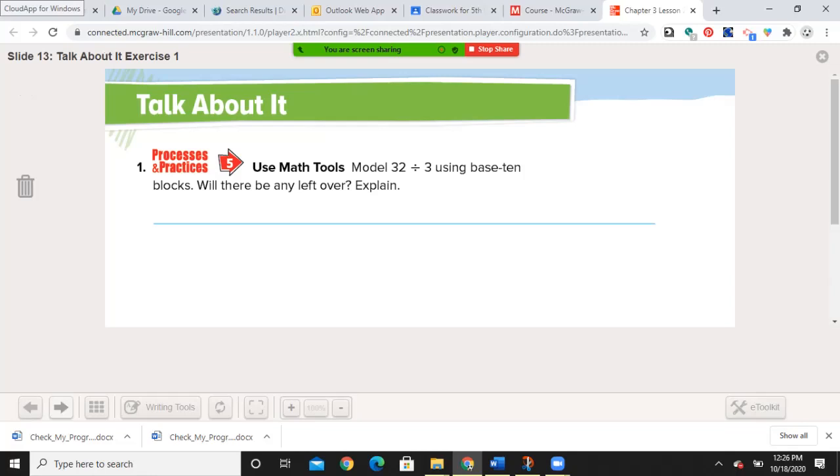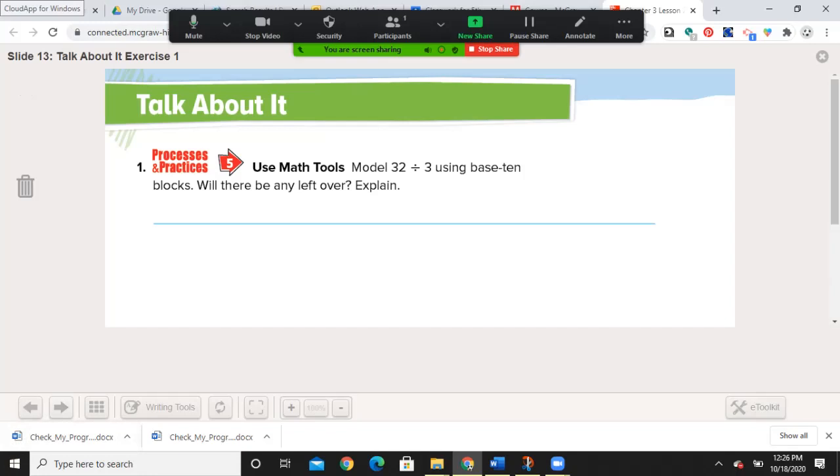So model 32 divided by 3 using base 10 blocks. Will there be any left over? Explain. If you need to draw this out instead of using base 10 blocks, go ahead. And we'll see how you do there.